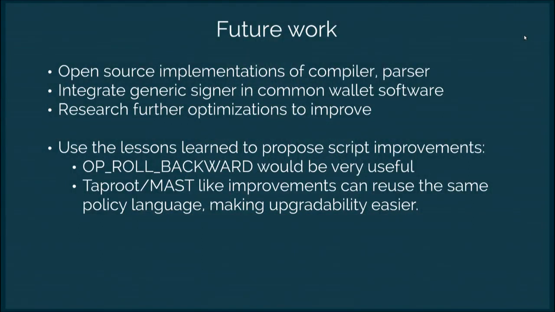So the future work is we need to open source our implementations of the compiler and the parser. Right now, the compiled JavaScript on this site is probably not what you want to look at. It's around 0.5 megabyte. But once we clean up the code, we'll release that. We want to integrate the generic signer logic in common wallet software, which will immediately mean that it would interact with anything that supports BSBT or others.